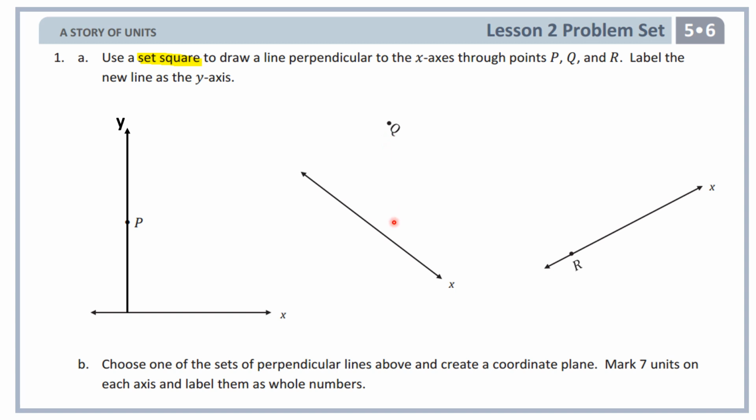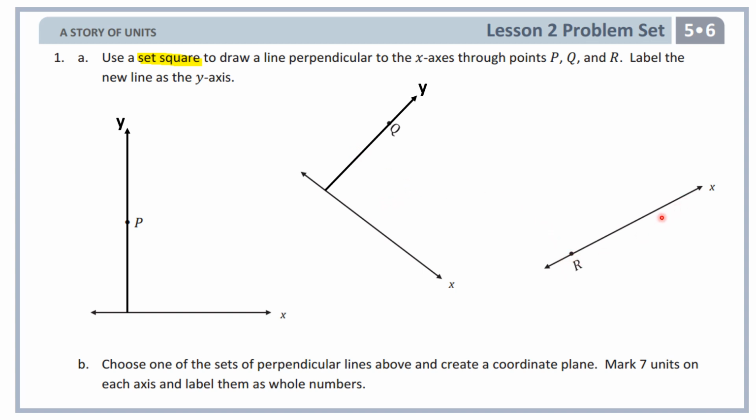Point Q. The x-axis is not really a perfect horizontal line, right? It's a diagonal line. And because it's sort of tilted this way, to make a perpendicular line, that line also has to be tilted as well. It can't look like the y-axis for point P. So for point Q, my perpendicular line, that would be my y-axis, would look like that. Notice that it's also tilted to match the tilted x-axis, and it seems like it's making that perfect 90 degree angle as well.